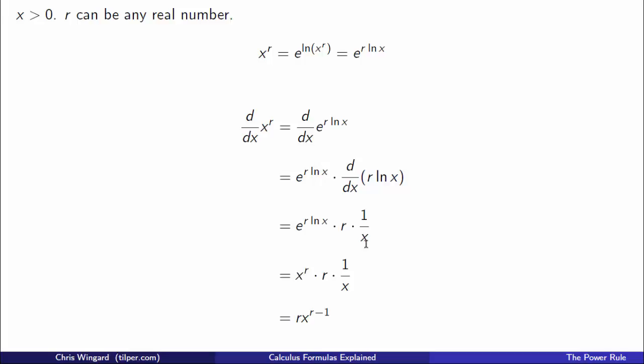And then x to the r times 1 over x, that's essentially x to the r divided by x, which means that's just x to the r minus 1. So remember, if you have the same base, and you divide like this, x to the r divided by x to the first, you subtract the exponents. So that's why we have x to the r minus 1 here. And that concludes the case where x is positive.